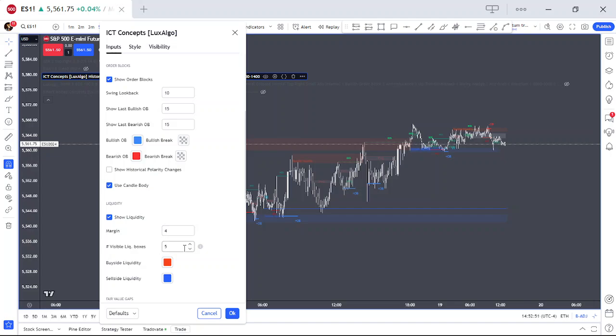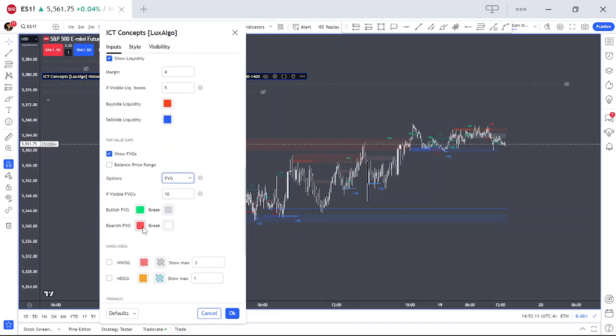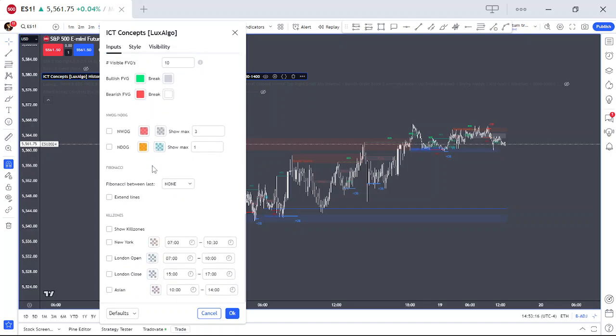I've got it set at 4 margin, 5 liquidity boxes, and blue and red. Show fair value gaps. Do not mark balanced price range. And in options, make sure you have FVG, not IFVG, so just plain FVG. I've got the last 10 showing. Colors you can change at any time. And that is it.